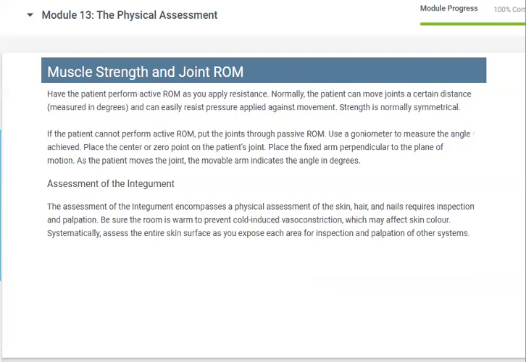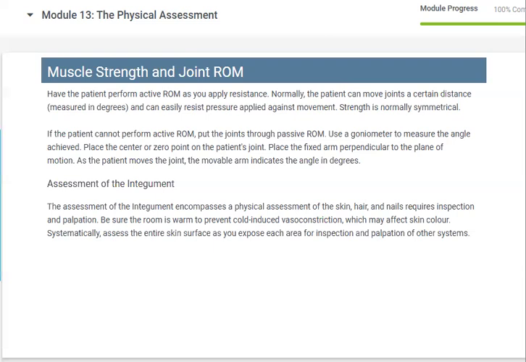Muscle strength and joint ROM. Have the patient perform active ROM as you apply resistance. Normally, the patient can move joints a certain distance, measured in degrees, and can easily resist pressure applied against movement. Strength is normally symmetrical. If the patient cannot perform active ROM, put the joints through passive ROM.